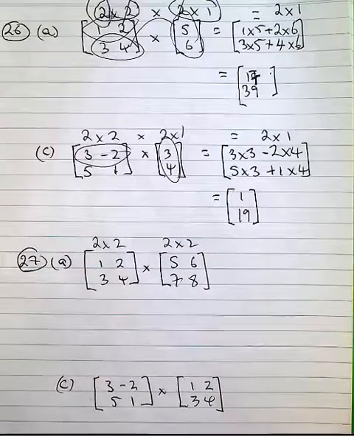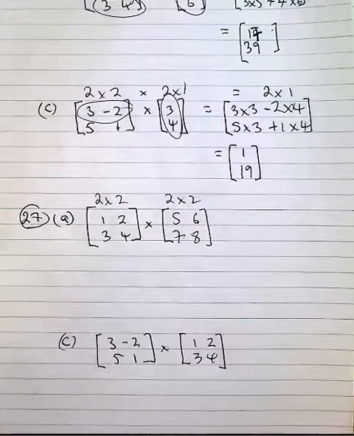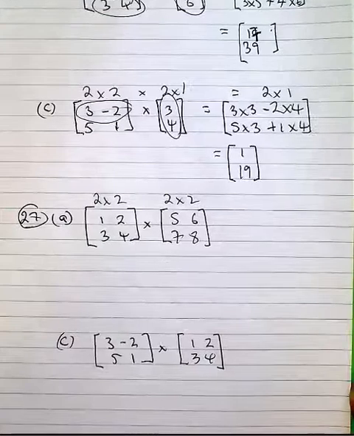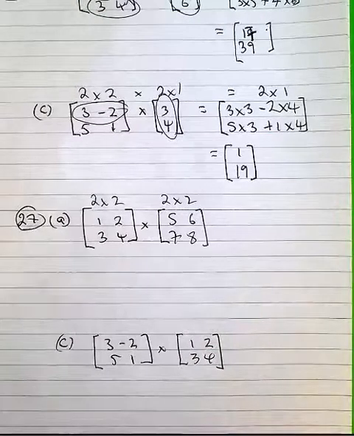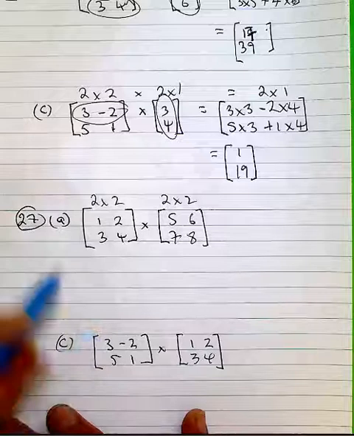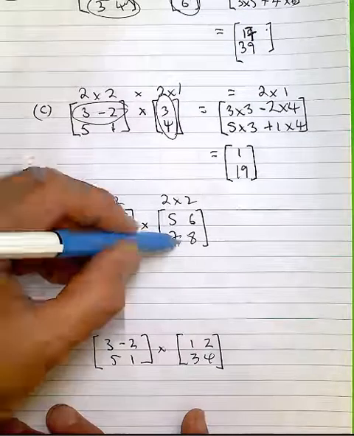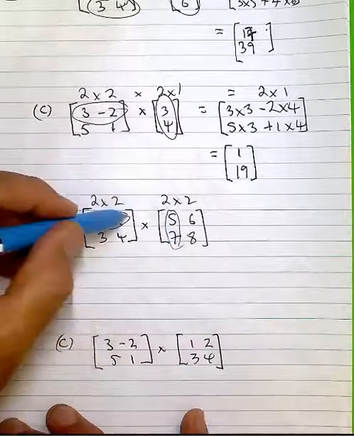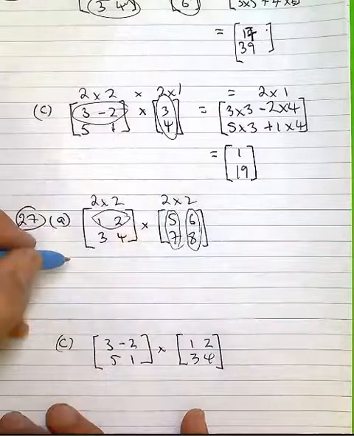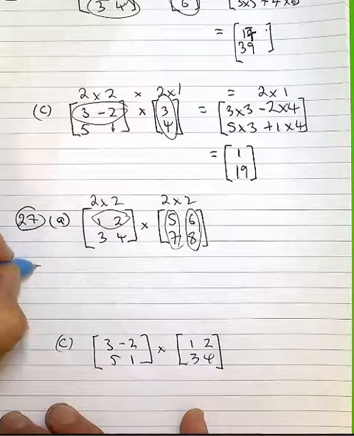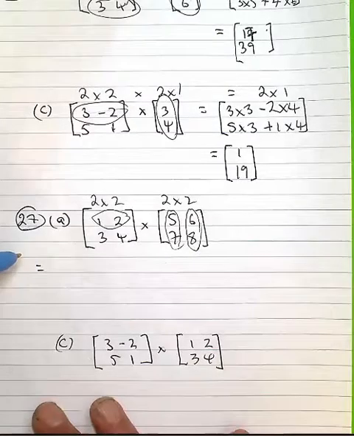Now question 27, the 2 by 2 multiplied by another 2 by 2 is the most complex we look at without using a calculator in this course. But a very, very similar process. The first row is multiplied by the first column, and then in turn by the second column. Now this is done as an example on your formula sheet.